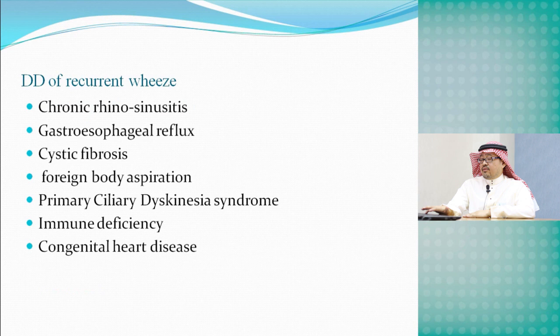In the differential diagnosis of chronic recurrent wheeze, we should consider mainly the following: chronic rhinosinusitis, gastroesophageal reflux, cystic fibrosis, foreign body aspiration, primary ciliary dyskinesia syndromes, immune deficiencies, and finally, congenital heart disease.